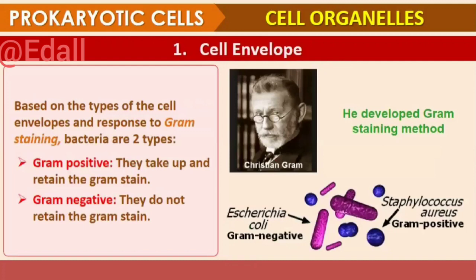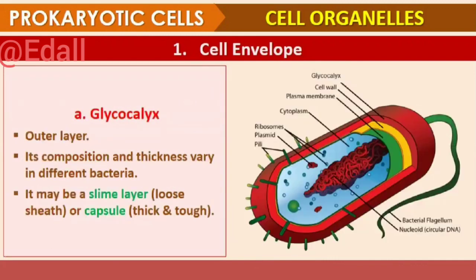Bacteria can be classified into two groups on the basis of the differences in the cell envelopes and the manner in which they respond to the staining procedure developed by Gram. Those that take up the Gram stain are Gram-positive and the others that do not are called Gram-negative bacteria. Glycocalyx differs in composition and thickness among different bacteria.